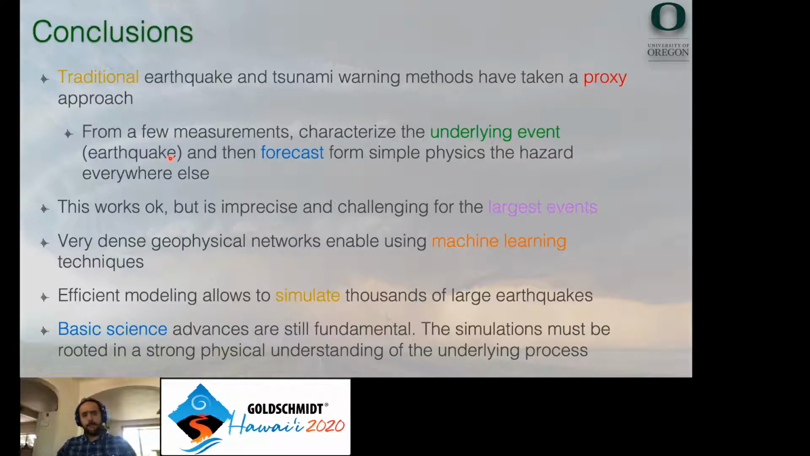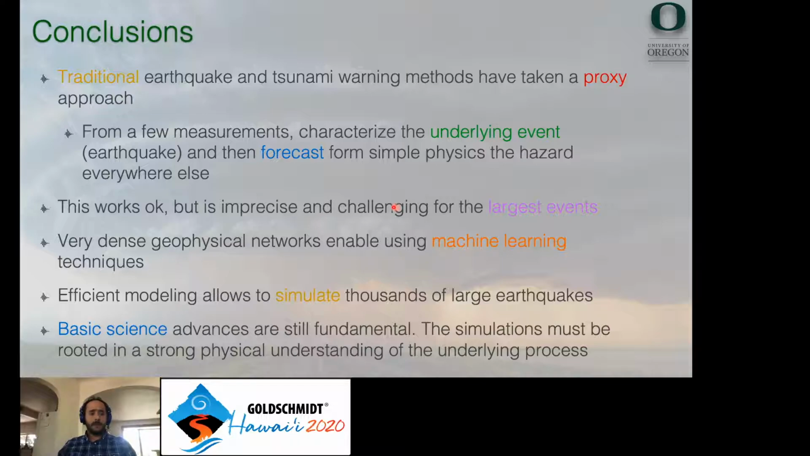So I'll finish here. Traditional earthquake and tsunami warning methods have always taken this proxy approach of, from a few measurements, do your best to characterize the underlying event, the earthquake, figure out its magnitude and its location, and then from that crude estimate forecast, also using reduced physics, what the hazard is going to be everywhere else. And this works okay. This is what's implemented in the US today, but it can be imprecise and it's particularly challenging for the largest earthquakes.